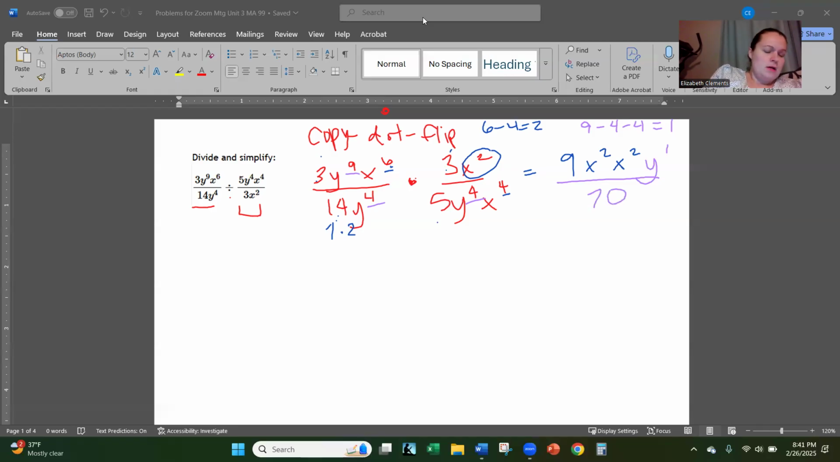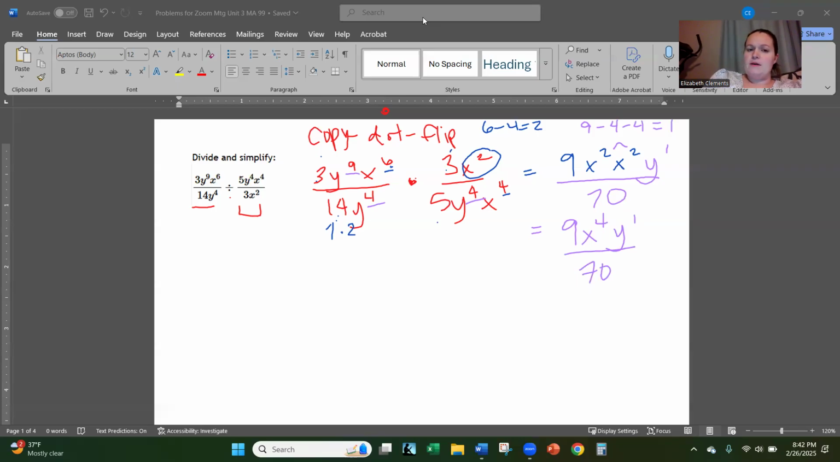So now I need to simplify just a little bit further because I didn't do those other x's. Those are all in the same section. So they're both in the numerator, or if they were both in the denominator, you would do the same thing. But they're both in the numerator, so I'm going to add the exponents. So I have 9x to the 4th, y to the 1 over 70.